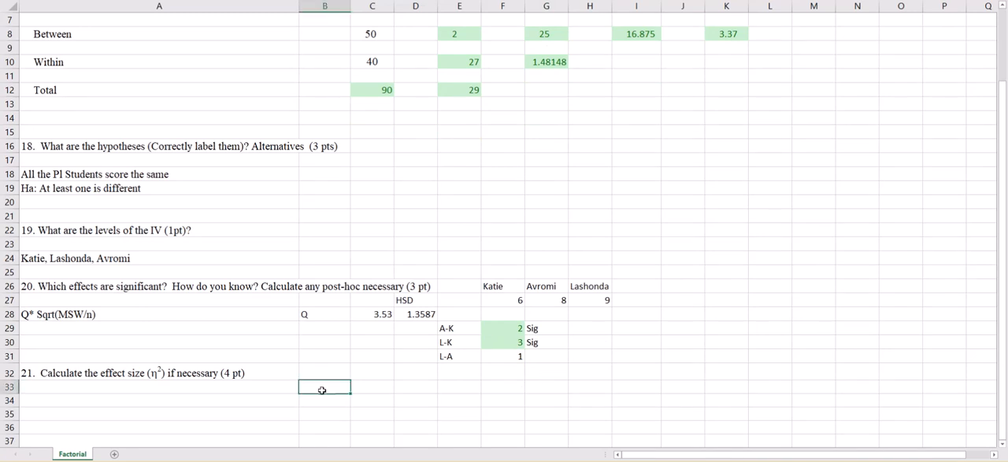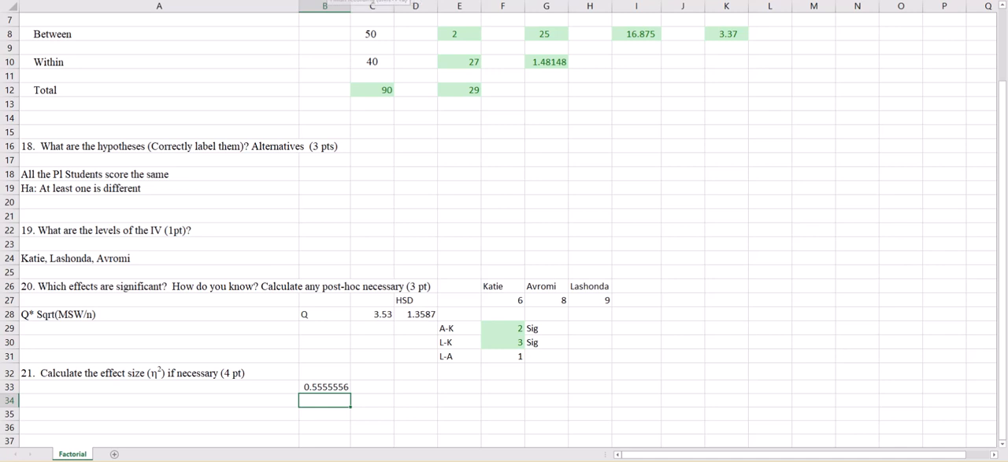Last up, we need to calculate sums of squared between over sums of squared total to get our effect size, which is necessary because we found significance. So that's going to be 50 divided by 90. We end up with 0.55 or 55%, and that is our effect size.